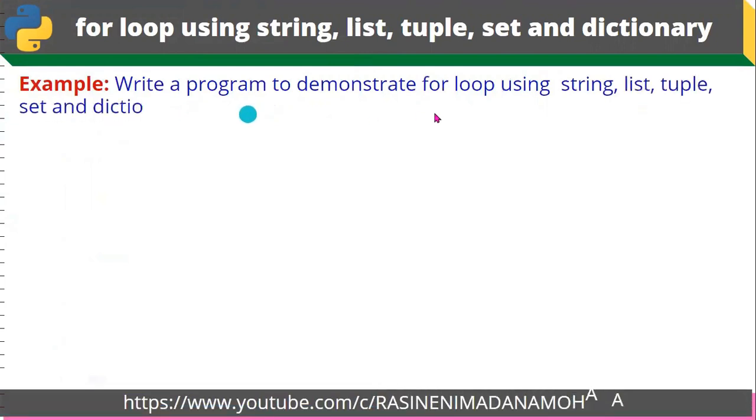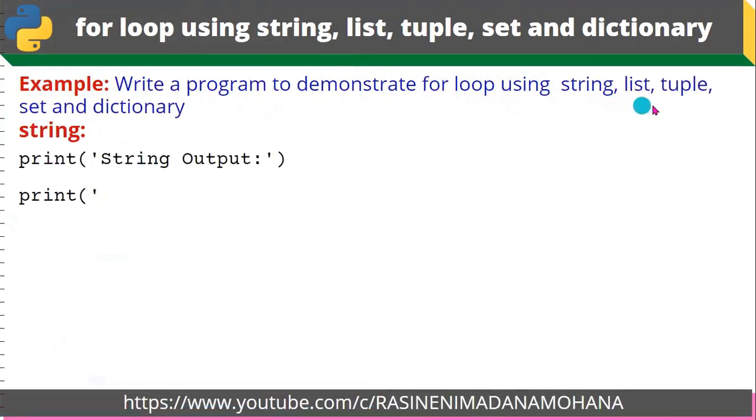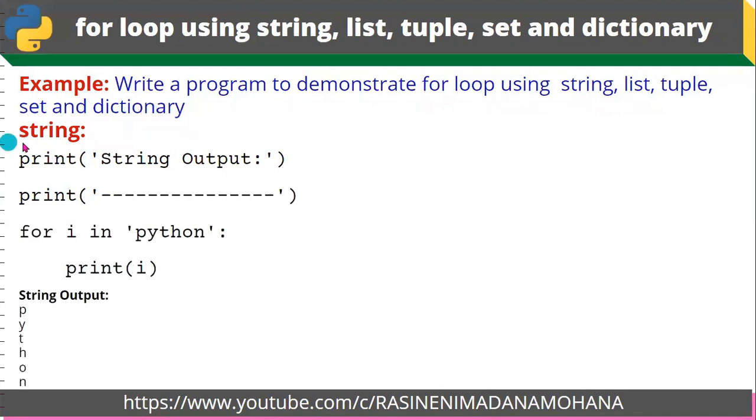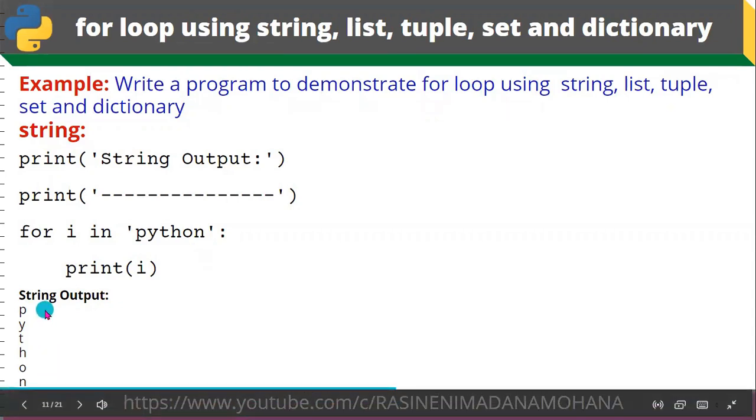So write a program to demonstrate for loop using string, list, tuple, set, and dictionary. The first one we have taken is string. For our understanding purpose, here we have taken the print statement with the heading string output, followed by an underline. Now, for I in place of range, you can take any string within single quotes or double quotes. Then the I value starts with the string from the first character onwards. It reads one by one character and displays one by one.